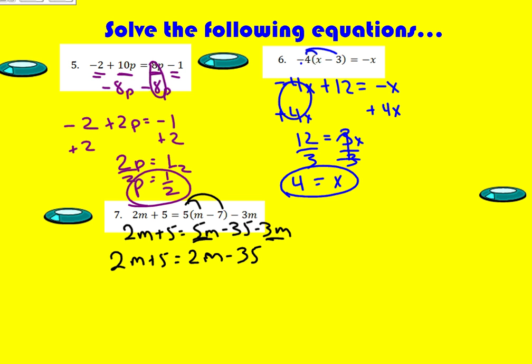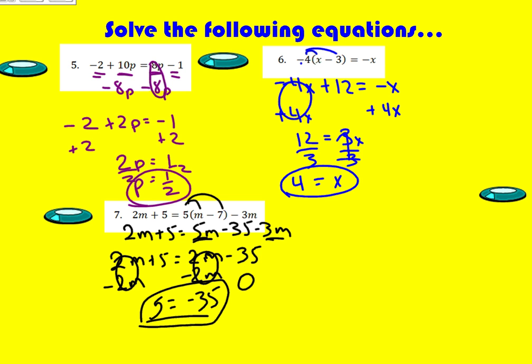Now, here's something interesting that is going to happen here. If I subtract 2m over, to try and get all my variables onto one side, that zeroes out. But look what happens over here. This also zeroes out. So I'm left with 5 equaling negative 35. Well, that's not a solution. This is what we call a mathematical statement. And is that statement ever true? No, 5 is never equal to negative 35. So my answer is going to be no solution. That's going to be my answer to that one.